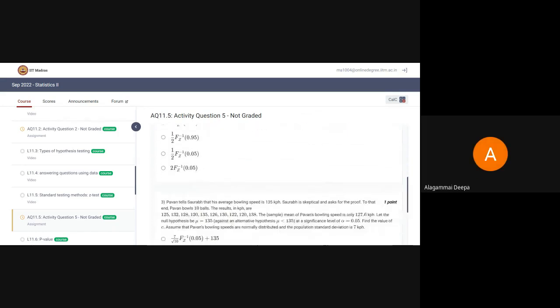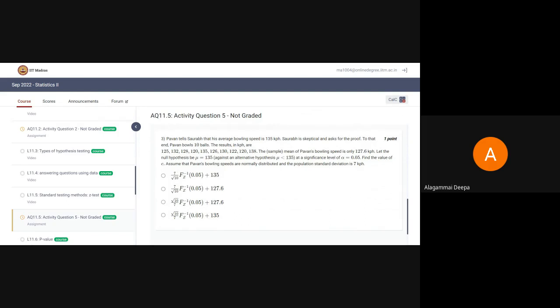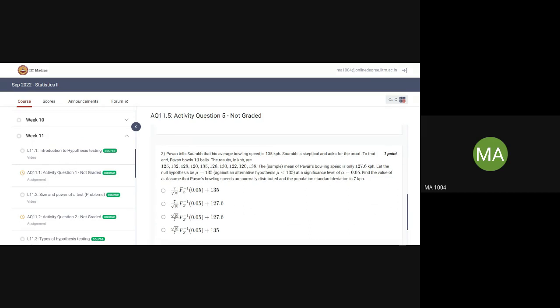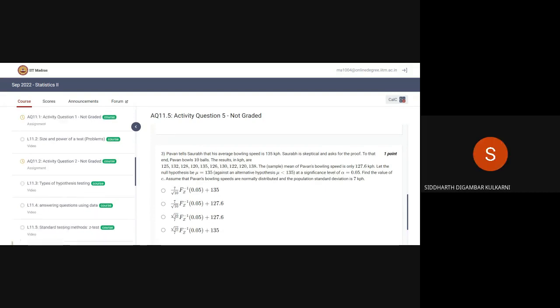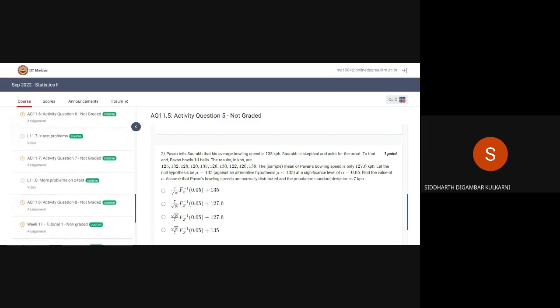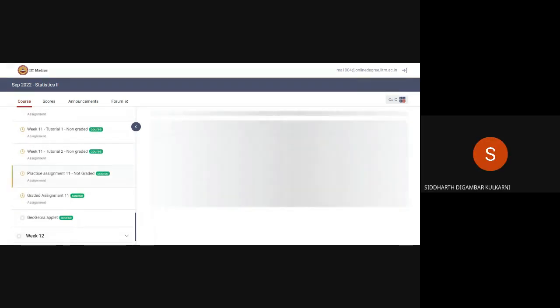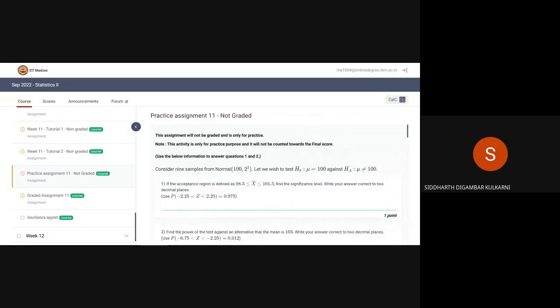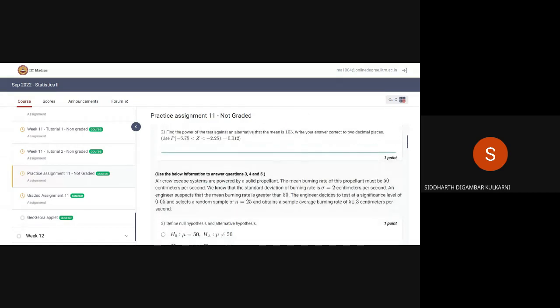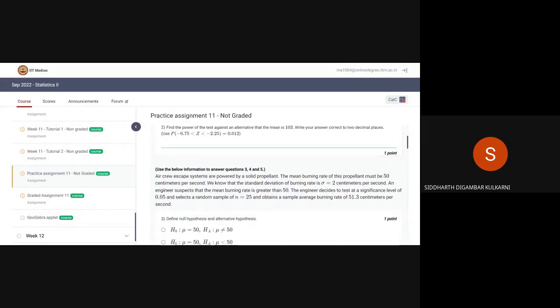Ma'am, even in activity 1.1, we have how to find alpha and beta. Okay, I will just give the definition, but I just wanted to check some example. In most of the questions, ma'am, it's already given what is H0 and what is HA. Okay, what about the practice assignment? In that particular question, it is not given. We have to find what is H0 and what is HA.